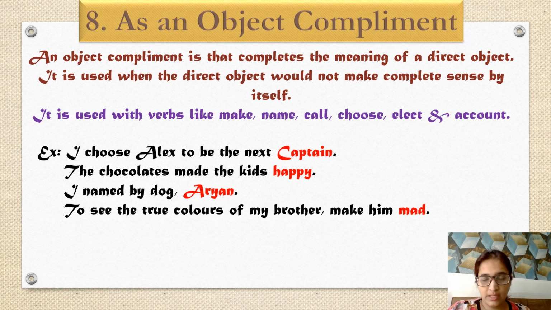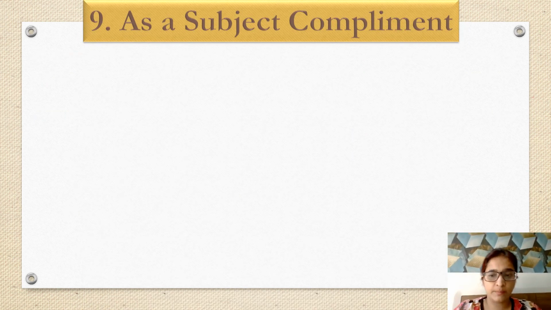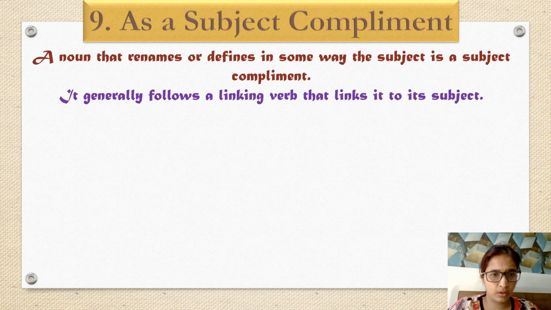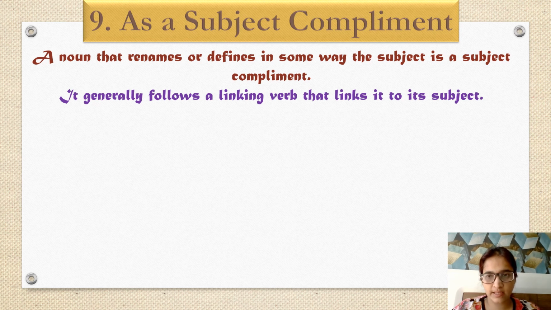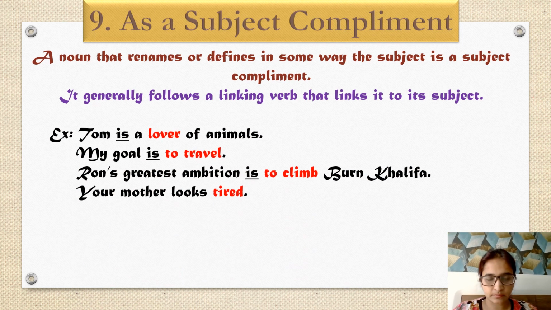Right, so now let's go to the last one here in the usage of noun, which is as a subject complement. As a subject complement, a noun that renames or defines in some way the subject is a subject complement. We had also seen in the case of an appositive that a noun renames or identifies. This is slightly different, and we will see how. A subject complement generally follows a linking verb that links to its subject.